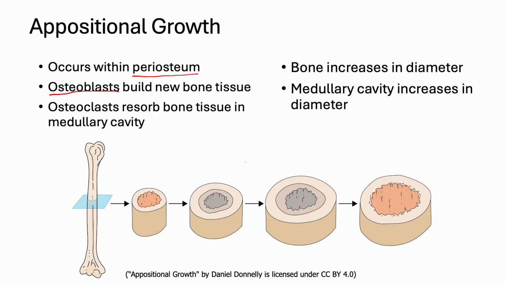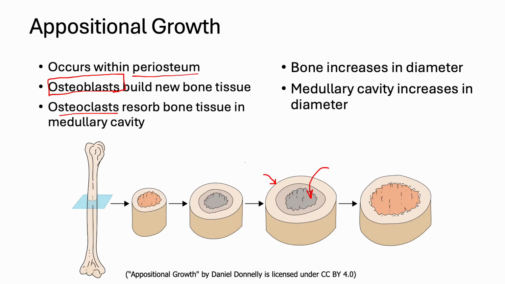Now, the other thing that's interesting is that not only do we have new bone tissue being built by the osteoblasts, we also have resorption occurring. Remember, the osteoclasts are responsible for breaking down and resorbing bone tissue. So while the osteoblasts are building around the edges in the periosteum, the osteoclasts are doing the resorption in the medullary cavity on the internal part.